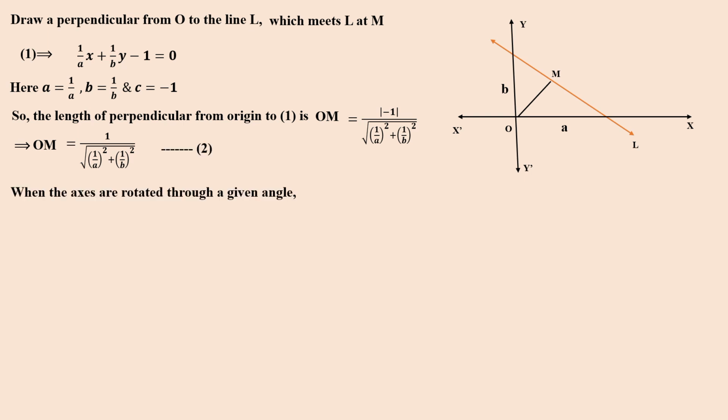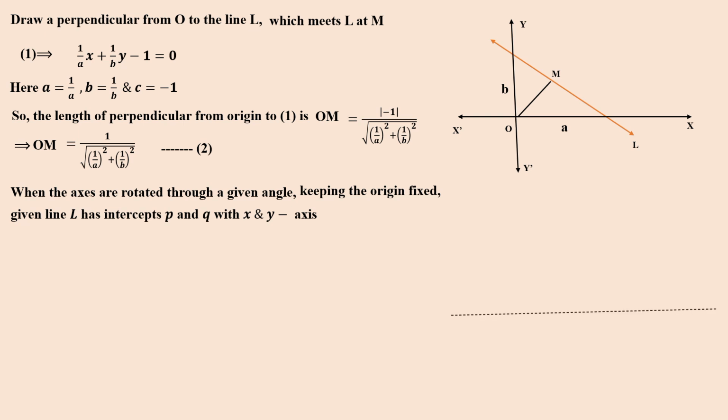And the axes are rotated through a given angle, keeping the origin fixed. So keeping the origin fixed and just rotating the angle, the given line has intercepts that also change to P and Q instead of A and B. So we are rotating the original x axis to the new x dash, and automatically the y axis will shift this way, to y dash. O, the origin, is fixed.